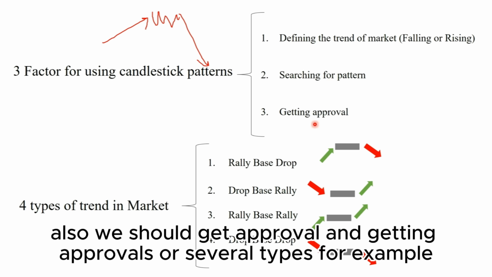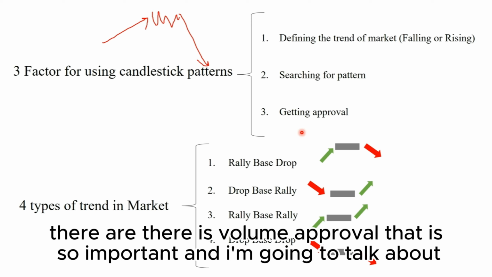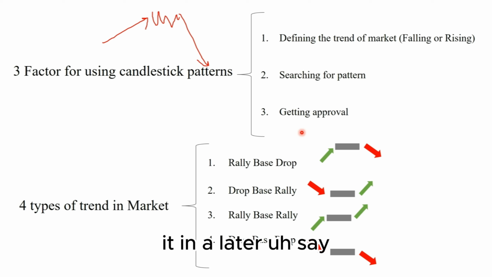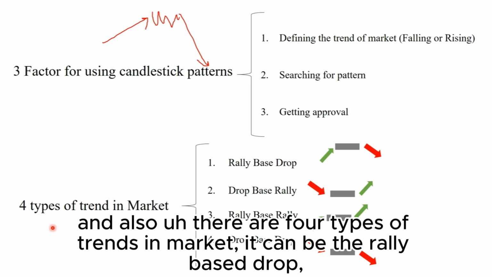And also we should get confirmation, and there are several types of confirmation. For example, there is volume confirmation, which is so important, and I'm going to talk about it in later sessions. And also there are four types of trends in the market.